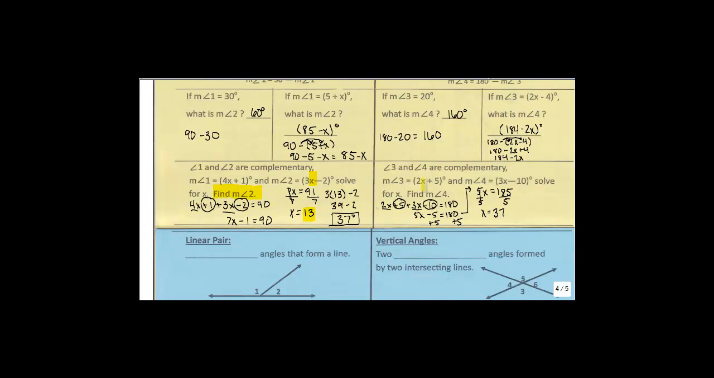But that's not what we're looking for. We're looking for the measure of angle 4. And so we're going to put 37 in for this x and solve. So 3 times 37 minus 10. 3 times 37 is 111. Minus 10 is 101. That is the measure of angle 4.